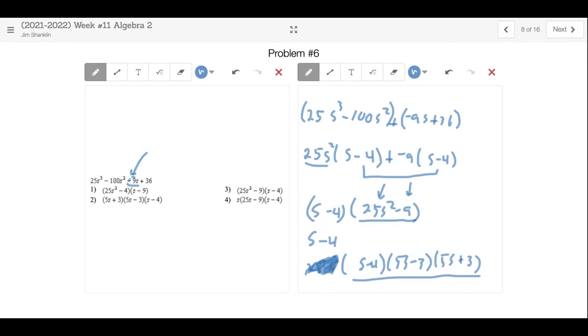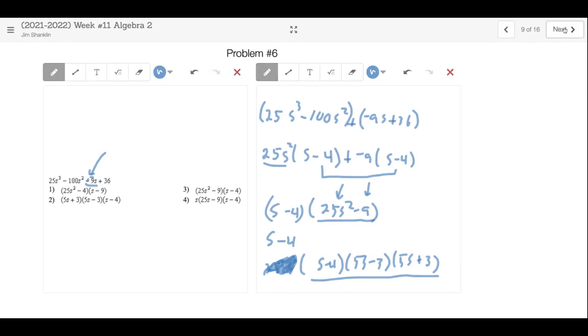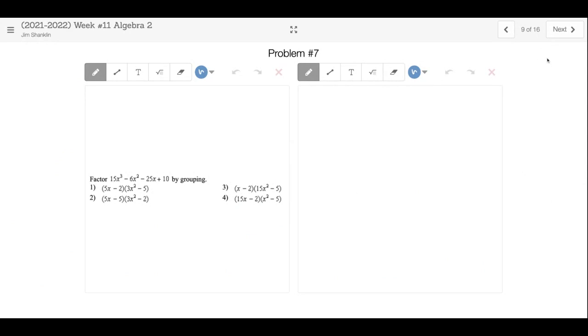All right, let's try another one. Problem number 7, grouping. I'm going to let you guys work on this one by yourselves. I've done a lot together so far, so I'm going to let you do this one and see what you get for an answer. Give it a shot.